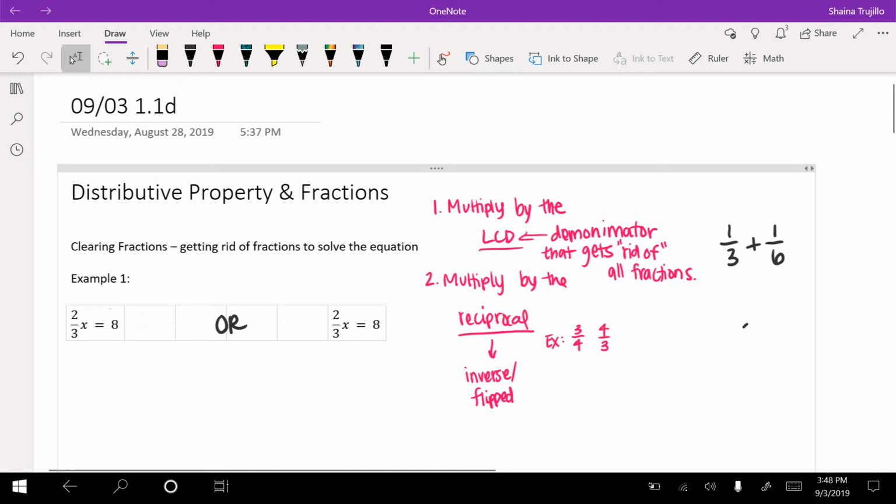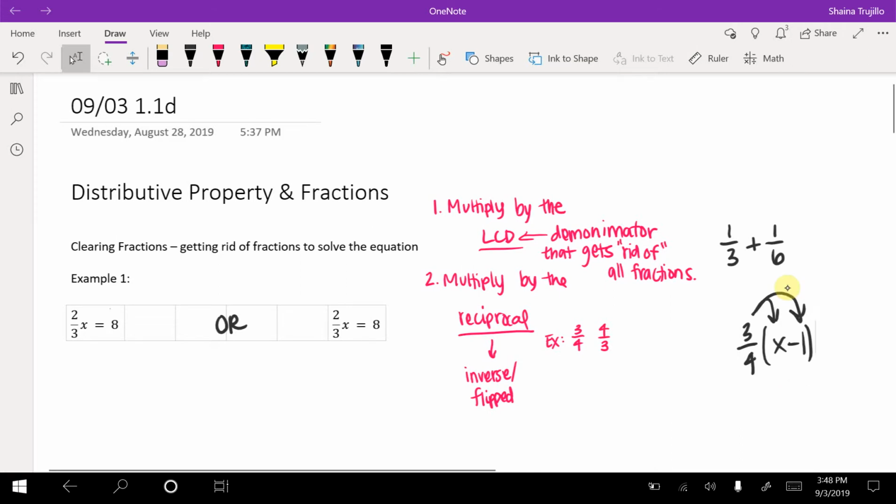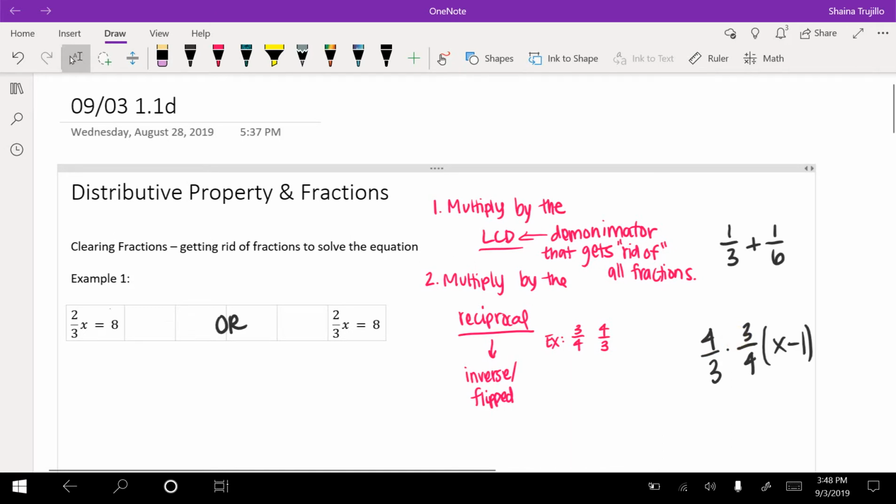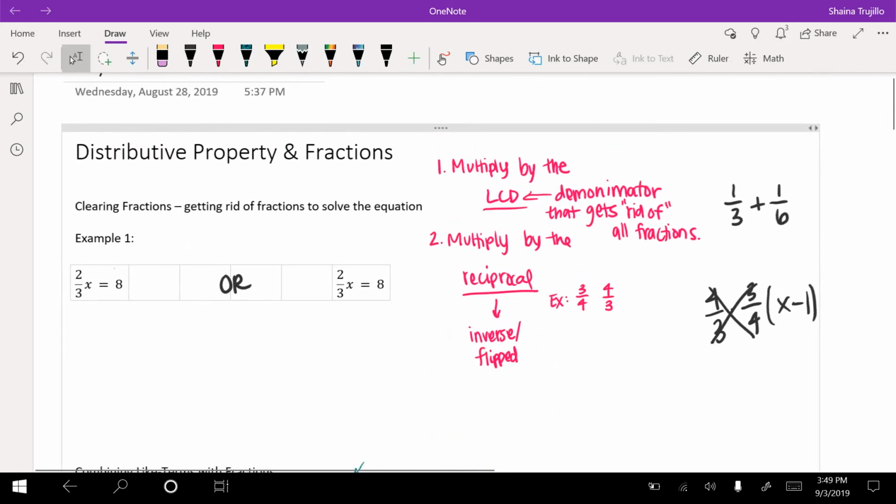This is used if we have a fraction like 3/4 that's outside of a parenthesis, like x minus 1, and we want to try to get rid of this whole fraction, right? So instead of having to distribute it into each term, I'd rather just get rid of it right off the bat. The way you can do that is multiplying by the reciprocal, or the inverse, or flipped version of it. Okay, so let's go ahead and practice with a few examples.